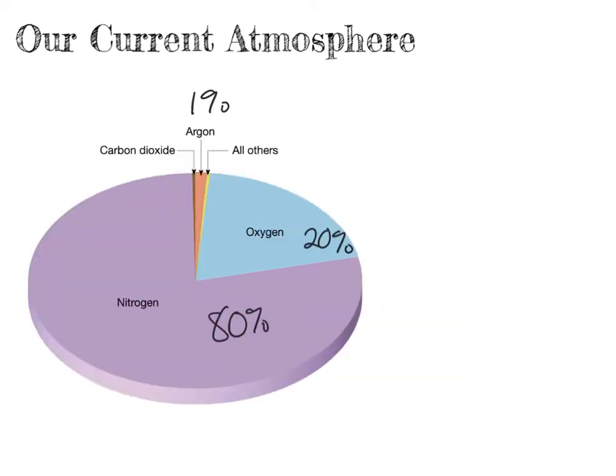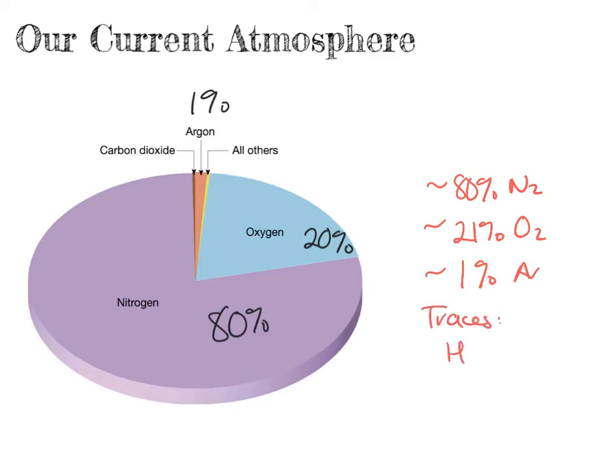So some key facts from this slide that you need to remember is that our current atmosphere is made up of approximately 80% nitrogen, approximately 21% oxygen, approximately 1% argon. And it also contains traces of other gases, including water vapour, other noble gases, and methane.